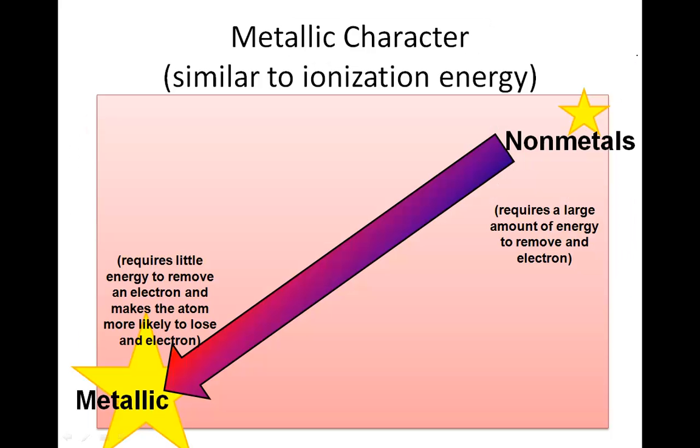All right, so here's the chart that summarizes that. Nonmetals are in the top right-hand corner. Metallic character is greatest in the bottom left-hand corner. And that's just because it requires little energy to remove an electron, and that's what causes it to act like a metal, its ability to lose electrons.